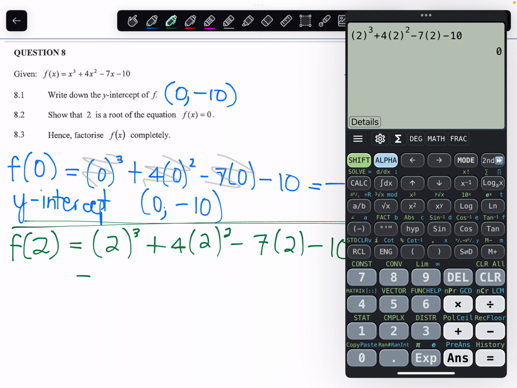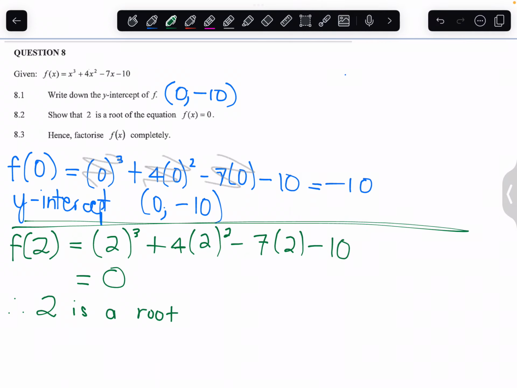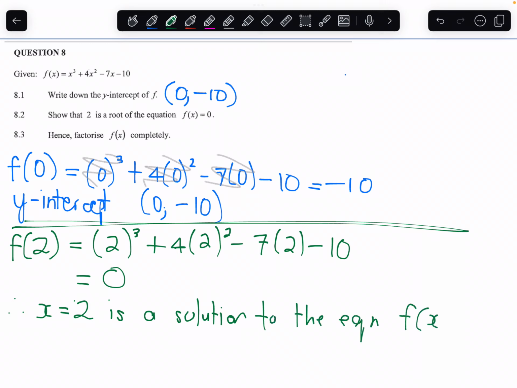Right, and we get 0. So therefore 2 is a root or a solution. Right, let's write that in the English that we know and love. So 2 is, and let's be more specific, x equal to 2 is a solution to the equation f of x is equal to 0, so it's one of possibly many x values that make that function output a value of 0. So we have proven that, right?